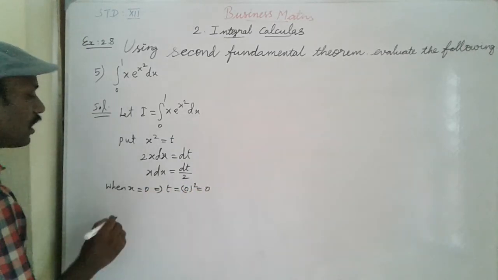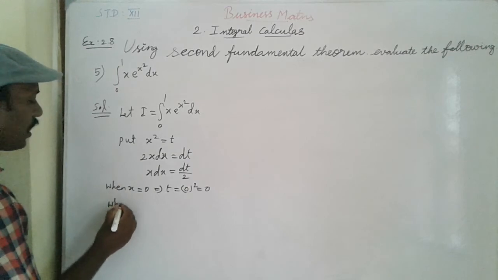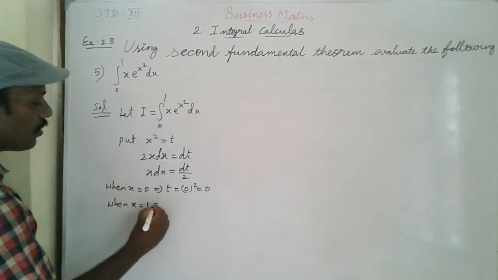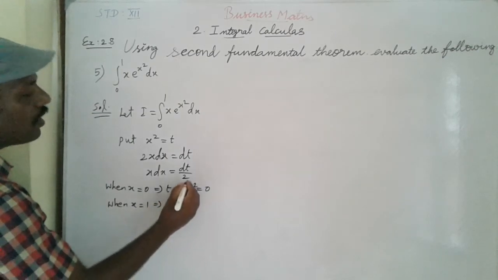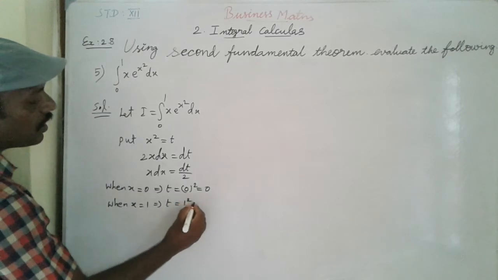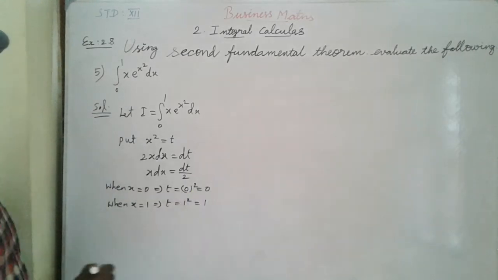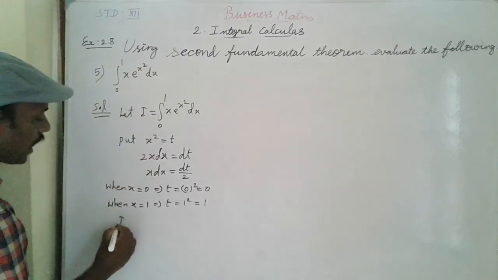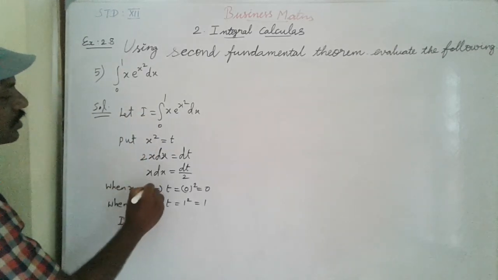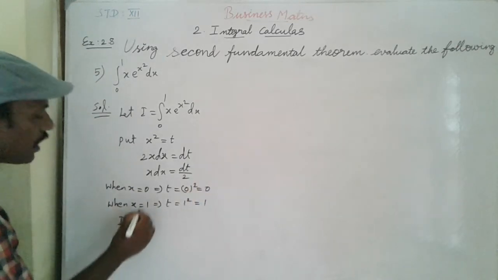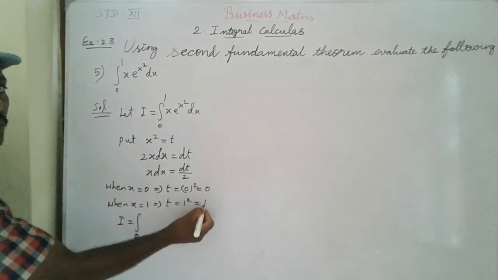So the first limit: t is 0 when x equals 0. What is the second limit? When x equals 1, t equals x square, which is 1 square, equal to 1. So the same limits we should substitute. Now we change the limits: when x is 0, t is also 0. When x equals 1, then t equals 1.